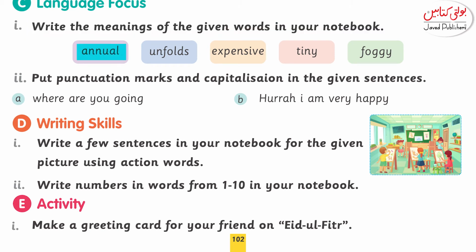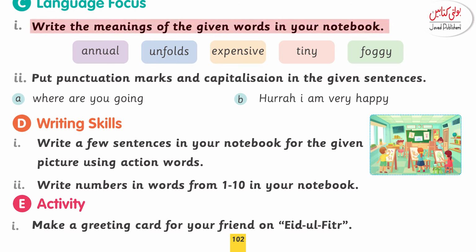The next question, write the meanings of the given words in your notebook. The words are annual, unfolds, expensive, tiny, and foggy. We have already done the meanings of these words in the previous chapters. You can take help from those videos.